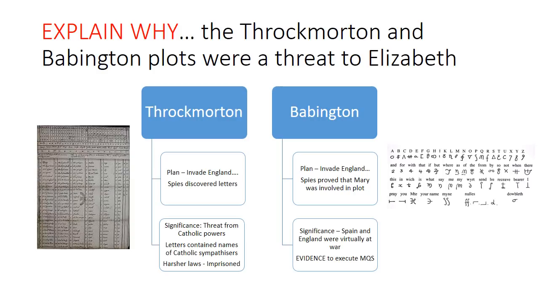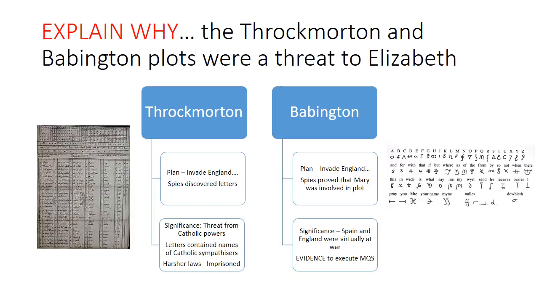Because it highlighted the threat from Spain and France. Also, the letter contained hundreds and hundreds of Catholic sympathisers who potentially could take part in plots. This was much higher than Elizabeth had suspected. So in order to contain this, she passed a series of harsh laws and began to imprison Catholics.